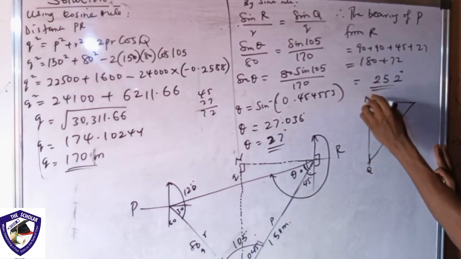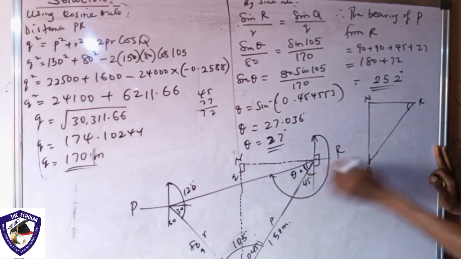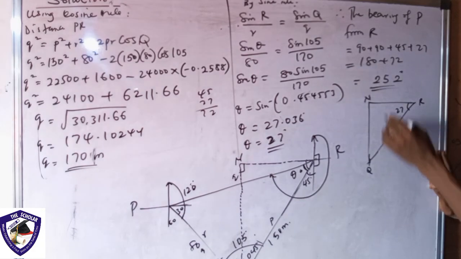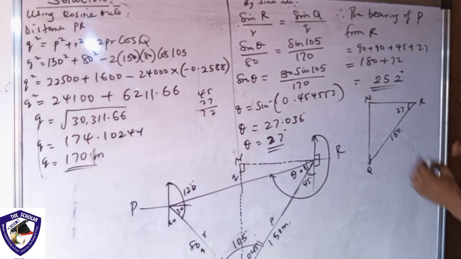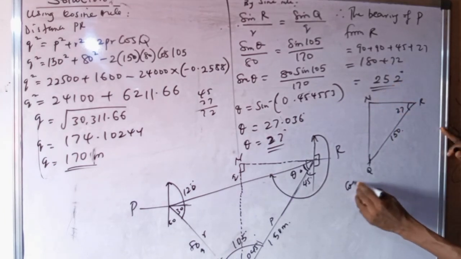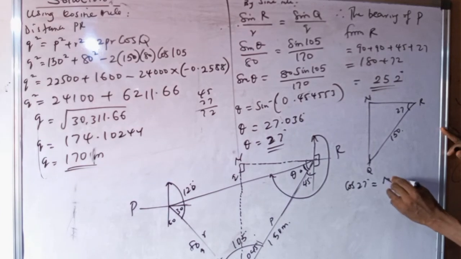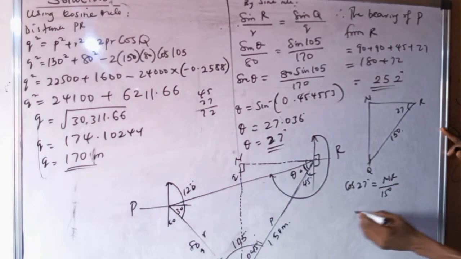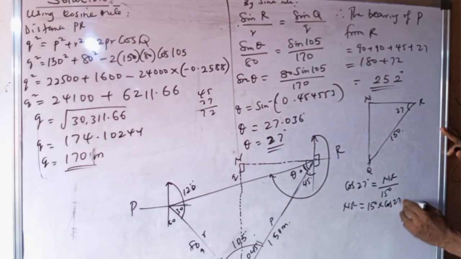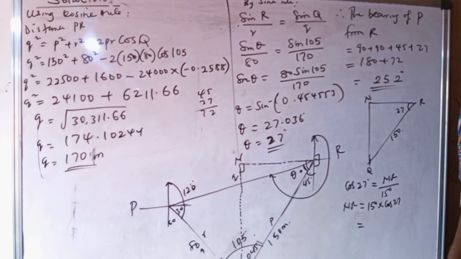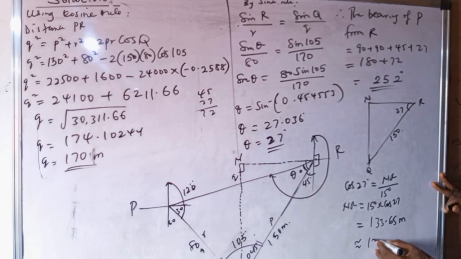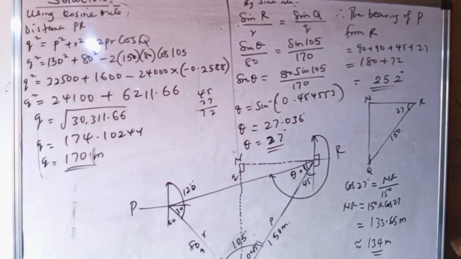So looking at that triangle, this is Q, this is N, this is R. This angle is 27, this is 150. So I'm looking for NR. So using your SOHCAHTOA, I have adjacent over hypotenuse. So I have cos 27 degrees equals to NR over 150. So my NR is equals to 150 times cos 27. And that gives us meters, which is approximately 134 meters. So that will be all.